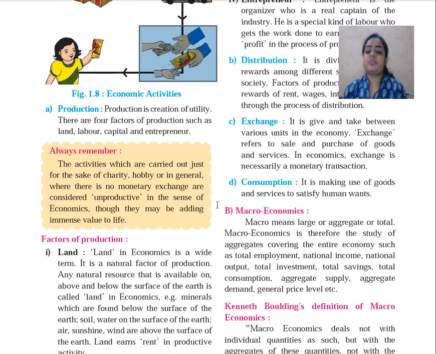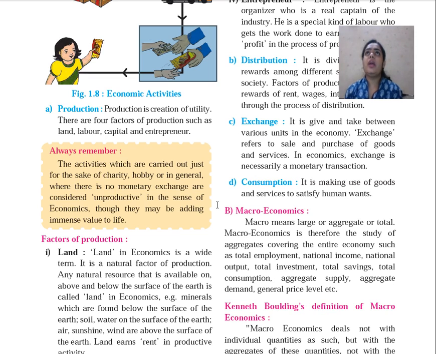Then next is consumption. Now, after producing, after distribution, after exchange comes the last step, that is called consumption. Consumption is making use of goods and services to satisfy human wants. Basic human wants are basically dealing with consumption, that is consuming the goods. So, we produce goods for our consumption, for the satisfaction of humans. So, this is called consumption.